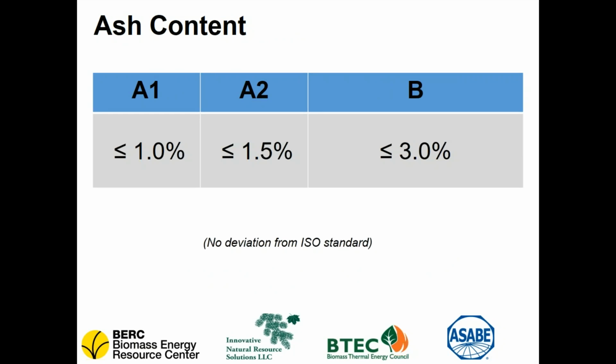So no changes to ash content, but it is a critical quality parameter. There are 3 ash-based subclassifications: less than 1.0% ash content, less than or equal to 1.5% ash content, and then less than 3% ash content, aligning with the A1, A2, and B grades. So ash content is really the single greatest determining factor for the overall grade of the wood chip quality in the ANSI ASABE AD 17225-4 standard. And this is directly aligned with the ISO standard, no deviation here. Next slide.